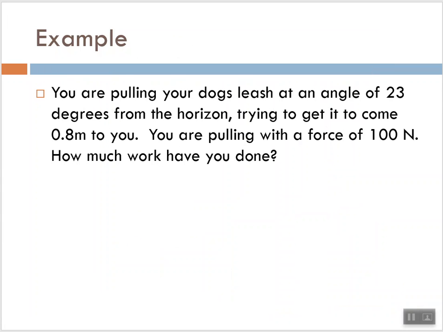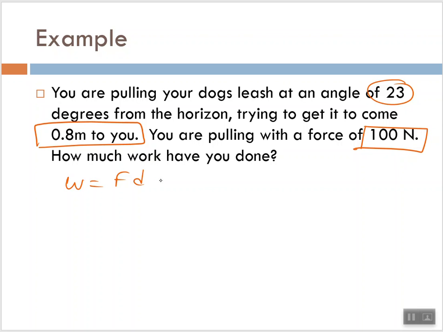You're pulling your dog's leash at an angle of 23 degrees from the horizon, trying to get it to come 0.8 meters to you. You're pulling with a force of 100 newtons. How much work have you done? Well, they've given us an angle, the distance is 0.8 meters, and the force is 100 newtons. So work equals force times distance, and we're using an angle here, so I'll throw in cosine of theta. The work is then equal to 100 times 0.8 times the cosine of 23 degrees.